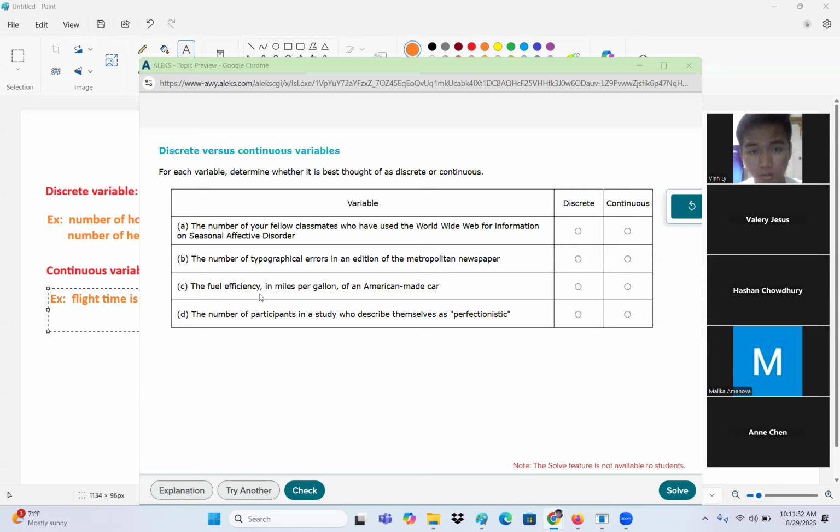Just the efficiency can be like 40.1, 40.18, 40.185. It's like pi. Like pi is 3.14159, so it's not countable. Something like that. It's the number of participants. So this one is going to be discrete, this one discrete, this one continuous, and this one discrete. So we can literally check that.